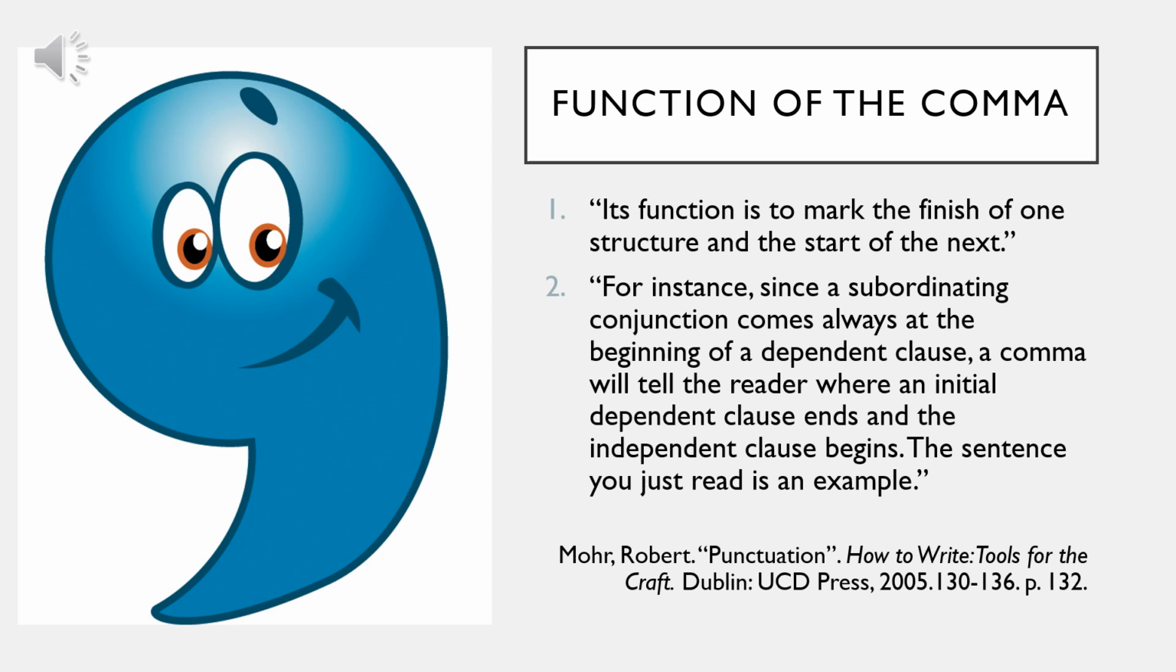For example, look at the sentence Robert Moore gives us. He writes, for instance, since a subordinating conjunction comes always at the beginning of a dependent clause, a comma will tell the reader where an initial dependent clause ends and the independent clause begins. The sentence you just read is an example.